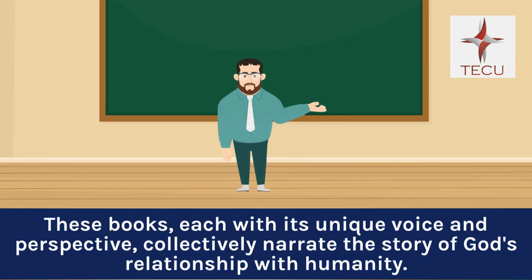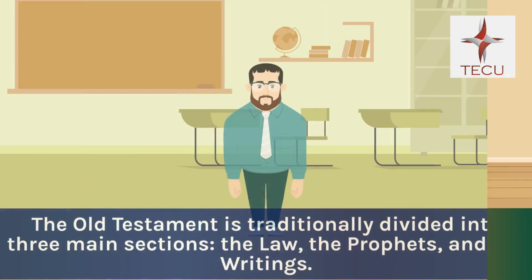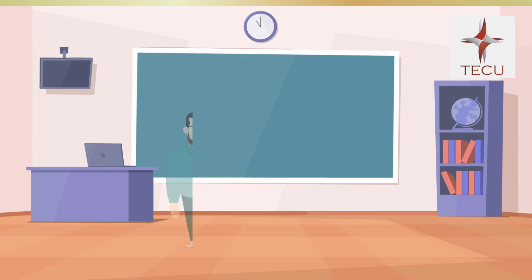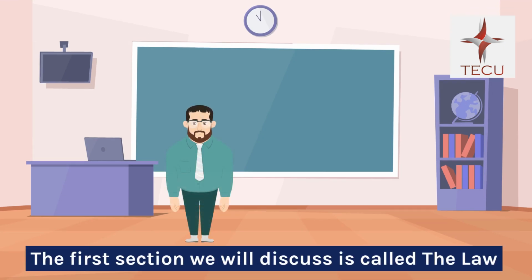These books, each with its unique voice and perspective, collectively narrate the story of God's relationship with humanity. The Old Testament is traditionally divided into three main sections: the Law, the Prophets, and the Writings. The first section we will discuss is called the Law.